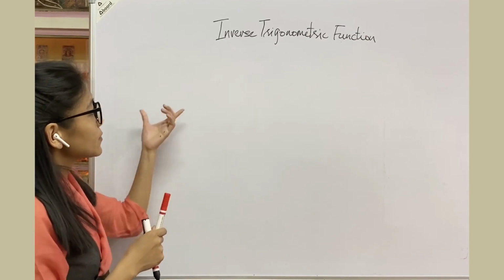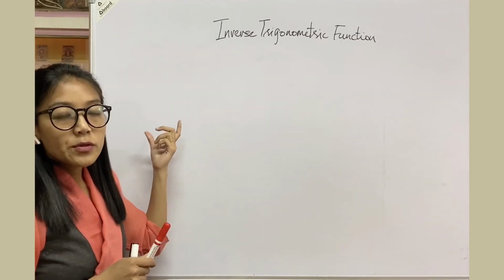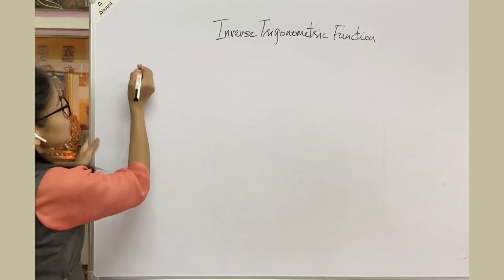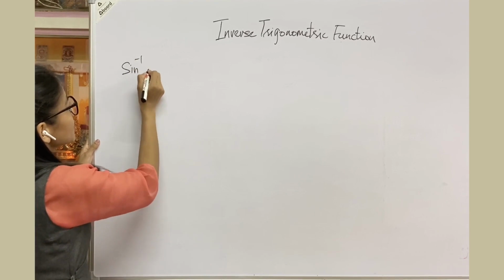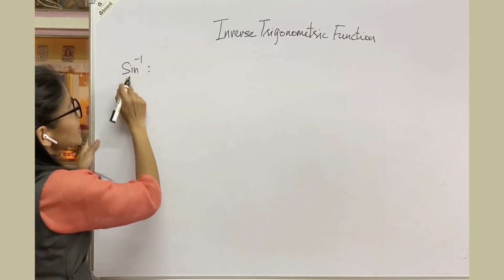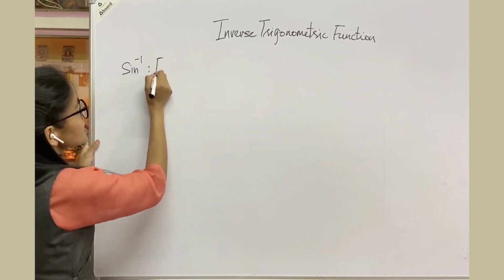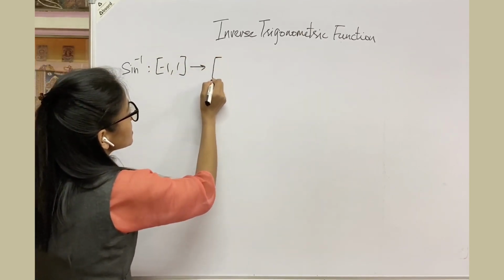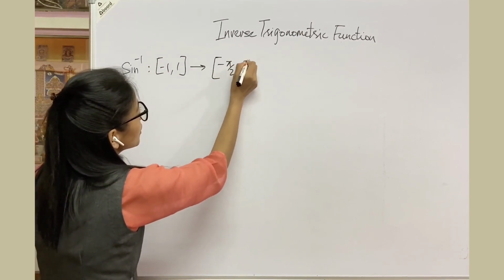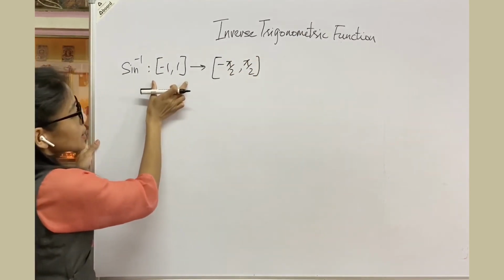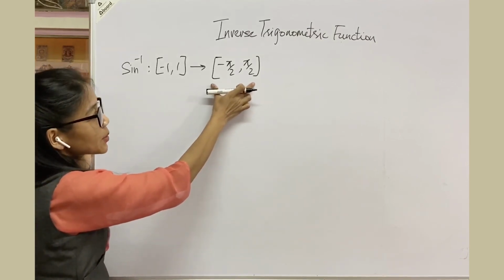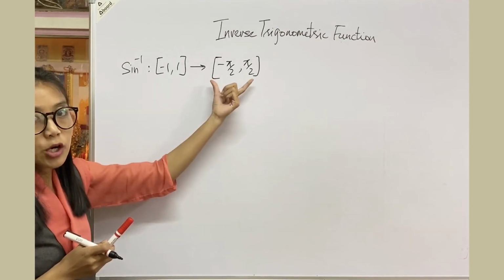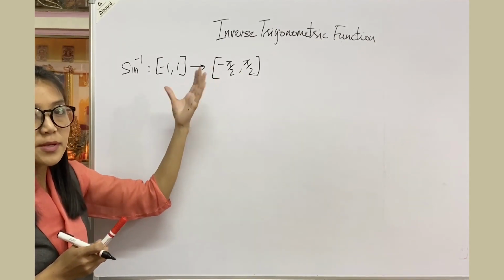So first I will quickly write down what principal values we have for each inverse trigonometric function. The first one we have is sine inverse, and we had seen that the domain of sine inverse is the closed interval -1 to 1, and its principal branch is the closed interval -π/2 to π/2. So this is the domain of sine inverse, and this is the principal branch. I had explained in detail how we got this.